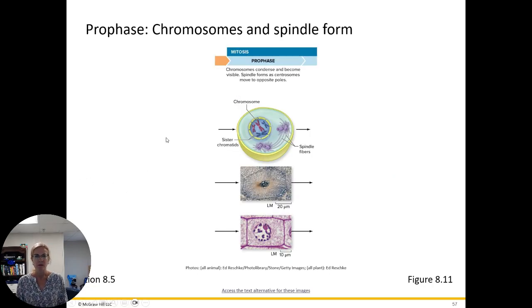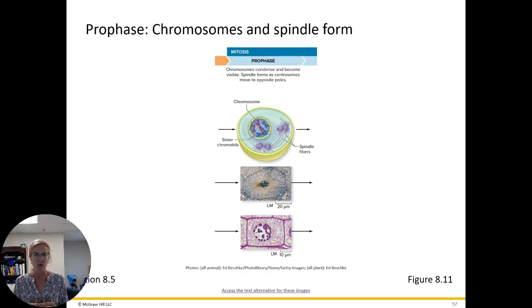So in prophase, chromosomes and the spindle form. So remember, the DNA condenses into those chromosomes. So they condense, they become visible in the cell, and the spindle begins to form as centrosomes move to the opposite poles. Now, don't get confused. Spindle forms as centrosomes move to the opposite poles. Remember, the centromere is what connects the sister chromatids together, holds them together.